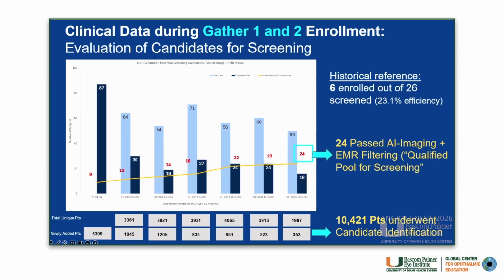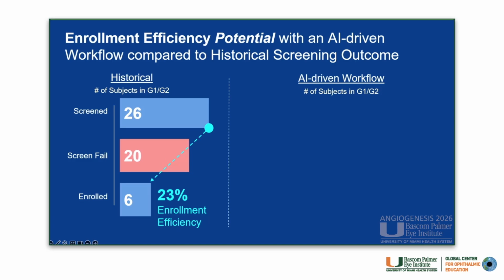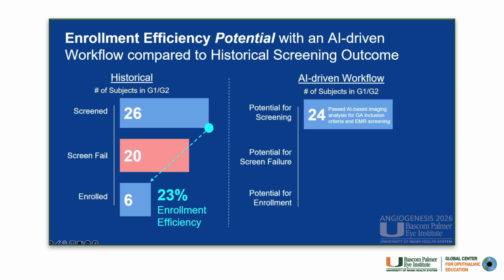Historically, we did enroll 6 out of 26 patients screened, giving us a 23% efficiency at our site using our traditional methods. Historically, we see this on the left side: 26 patients screened, 20 screen failed, 6 patients enrolled. Using the AI-driven workflow on the right side, 24 qualified patients were found after AI imaging analysis and EMR review.